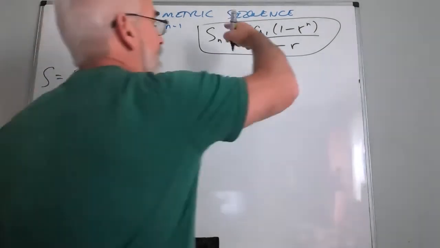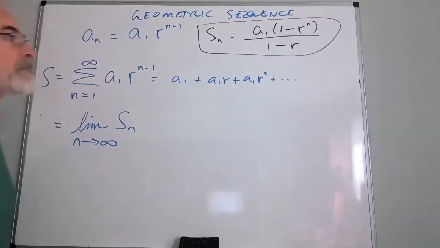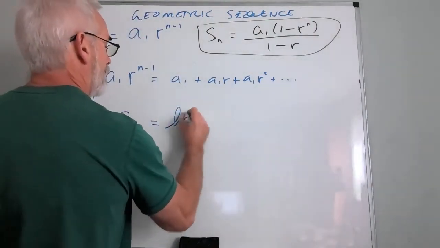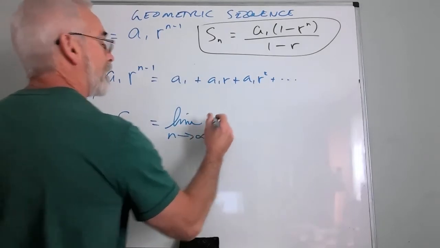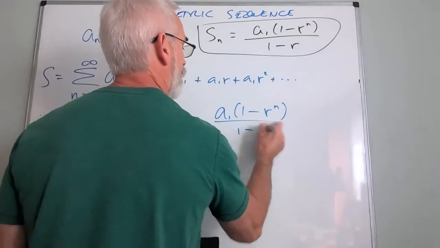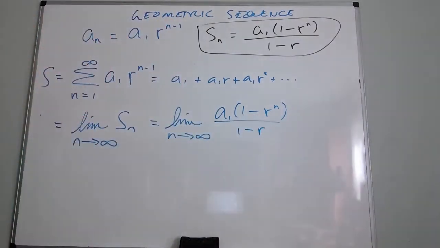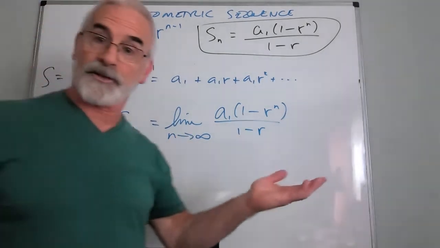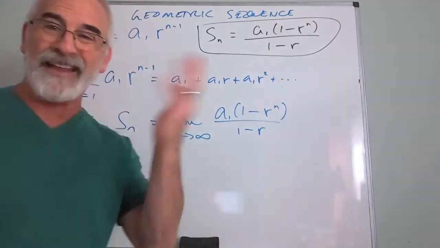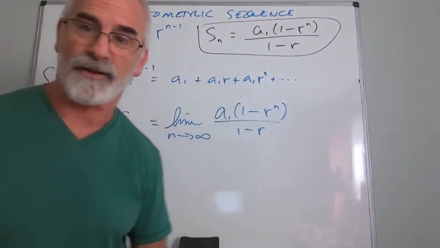Oh, so I need this. Okay, so that should be the limit as n goes to infinity of a1 times 1 minus r to the n over 1 minus r. Now, the problem is if r is big, we know this is going to be infinitely large because I'm adding up numbers that are getting bigger and bigger. And if r is a big negative number, we know it's going to go crazy wild.